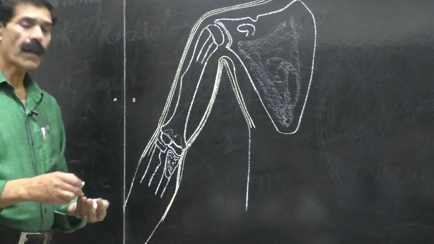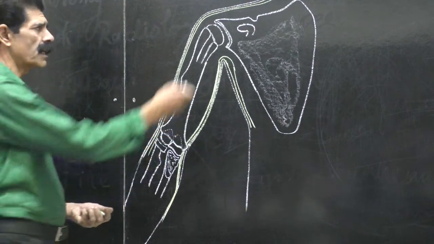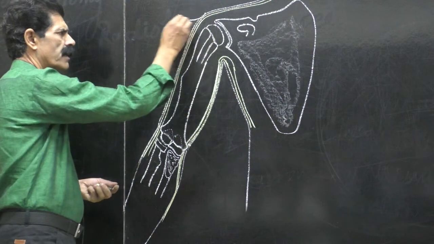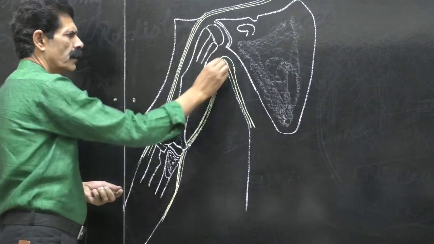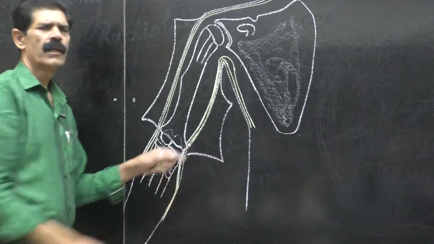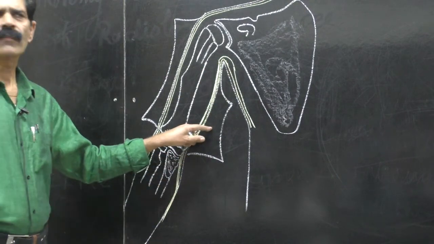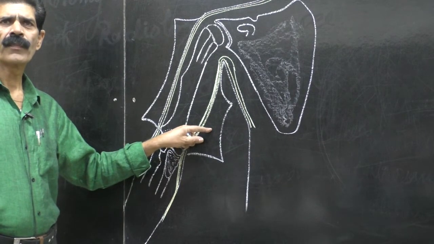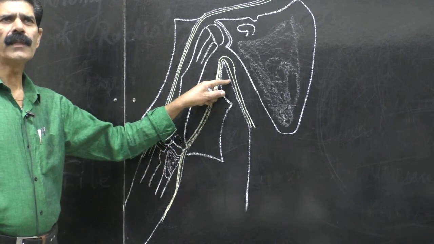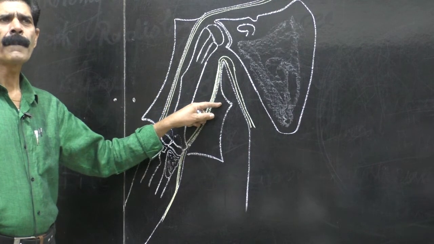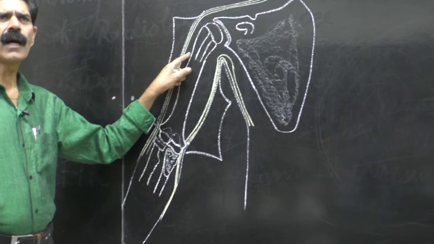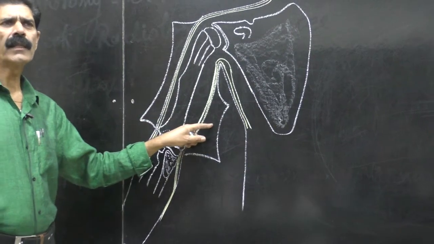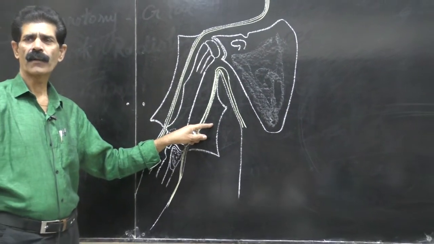So in the dissection of the front of the arm, we cut the skin in the middle of the arm and we reflect the skin on either side. Below the skin we find the superficial fascia, which contains cutaneous arteries, veins and nerves. The cutaneous nerves are the medial cutaneous nerve of the arm, the lateral cutaneous nerve of the arm, the lower lateral cutaneous nerve of the arm and the posterior cutaneous nerve of the arm.